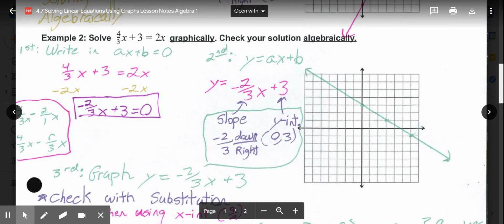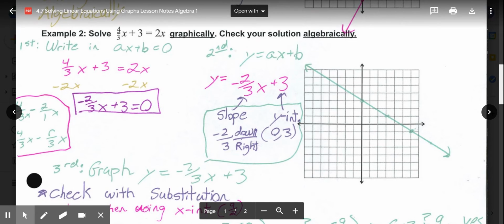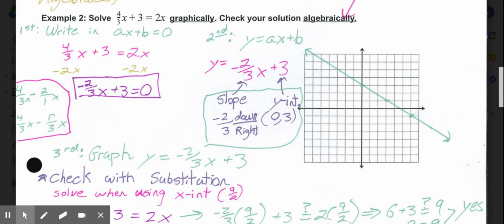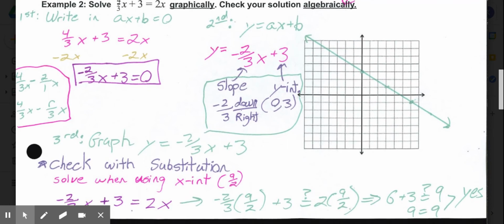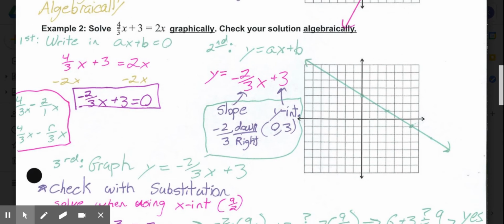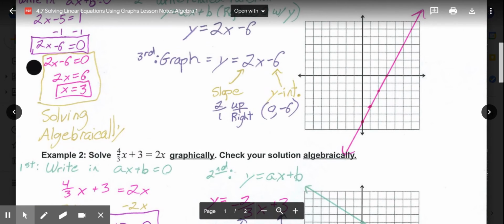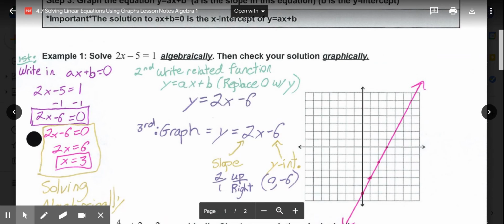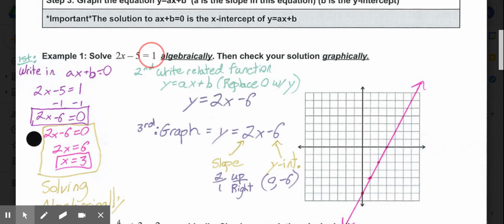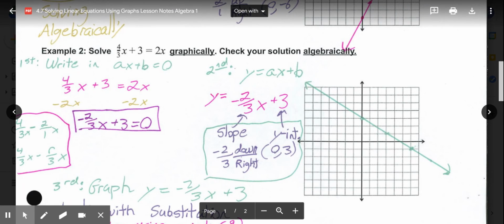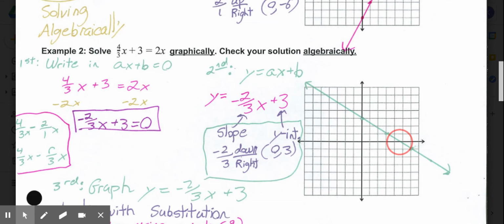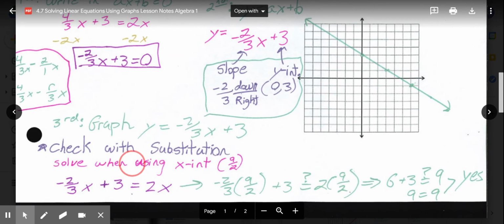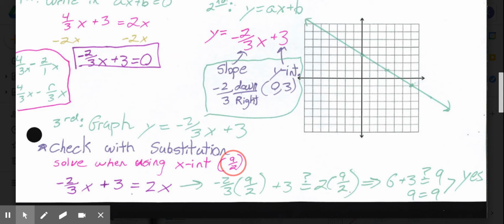Now, what we want to do is we want to substitute the x-intercept, so where it crosses the x-axis, into the equation. And we're going to check algebraically then if that works. So if we would cross the x-axis at 3, like in the previous problem, we're going to put a 3 in for x into the original equation to see if that's true. Well, now we're crossing the x-axis at 4.5 or 9/2. So the x-intercept appears to be 9/2 or 4.5.